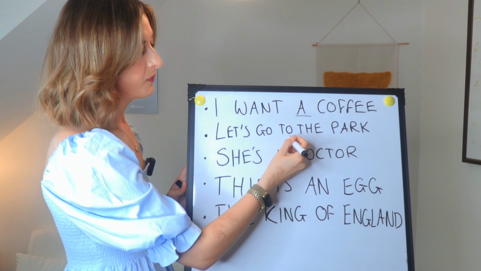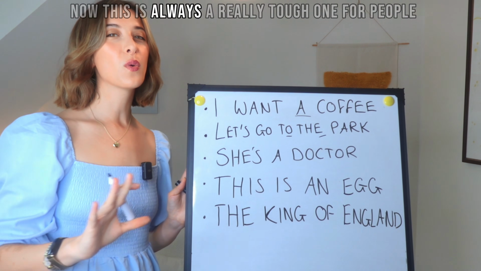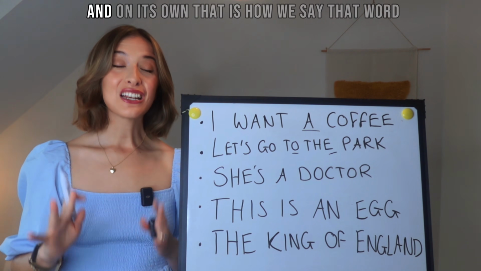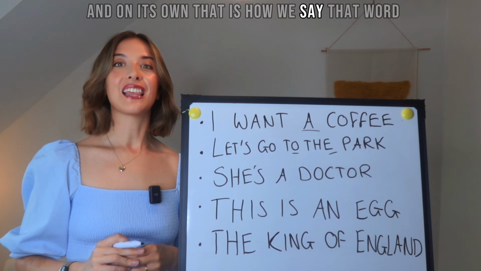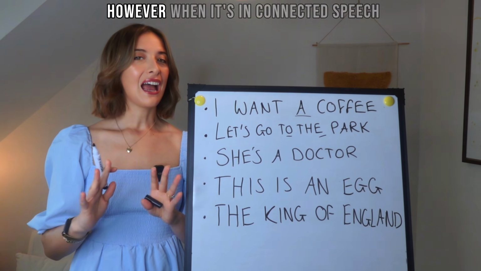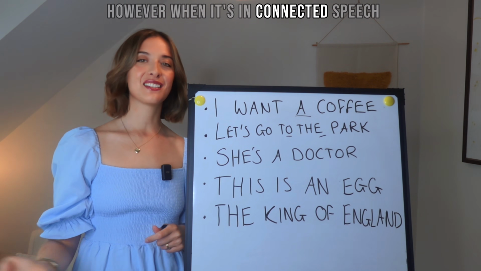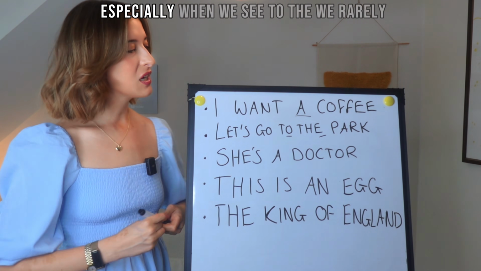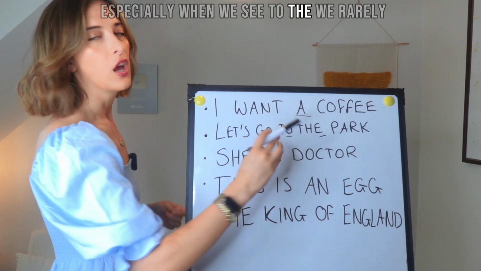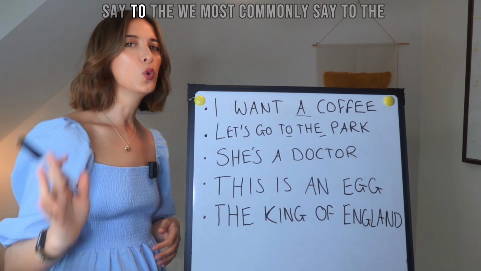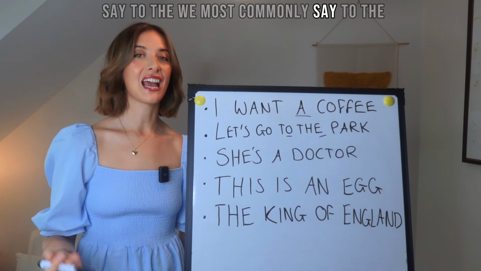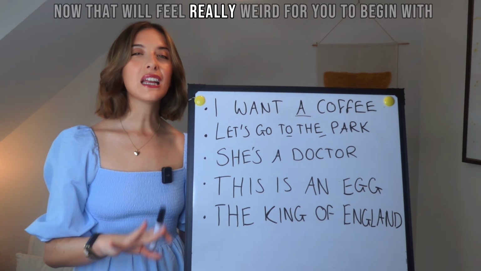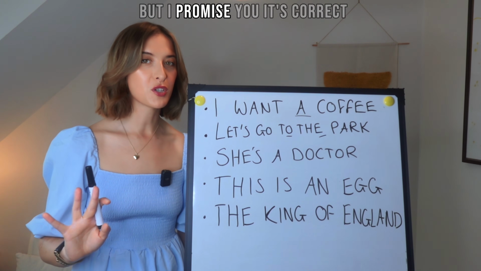So there would be two. Now this is always a really tough one for people because they're so used to saying "to". And on its own, that is how we say that word. We say "to". However, when it's in connected speech, a lot of the time it is said with a schwa, especially when we say "to the". We rarely say "to the". We most commonly say "tuh the". Now that will feel really weird for you to begin with, but I promise you it's correct.